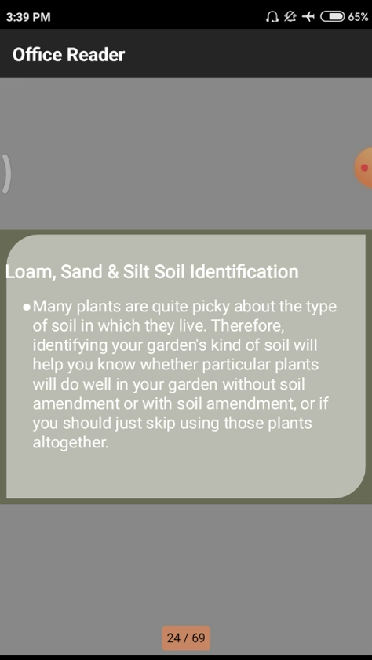Next we have soil abundance. That means many plants are quite picky about the soils.